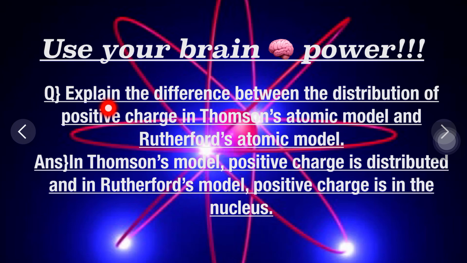Explain the difference between the distribution of positive charge in Thomson's atomic model and Rutherford's atomic model. So here is the answer. In Thomson's model, positive charge is distributed, and in Rutherford's model, positive charge is in the nucleus.